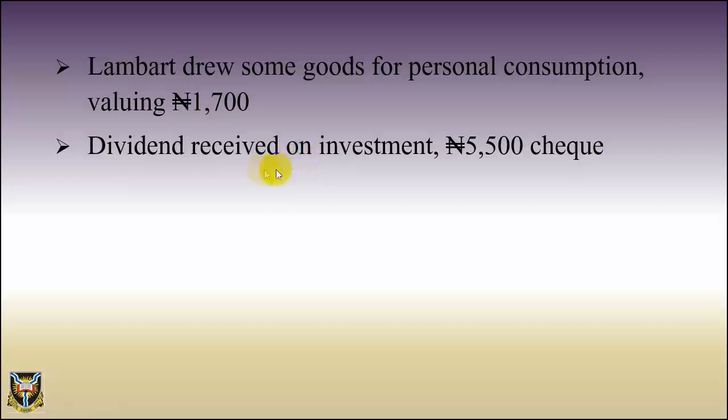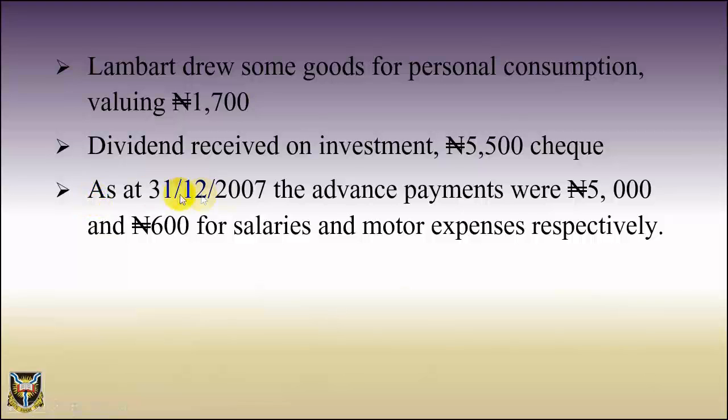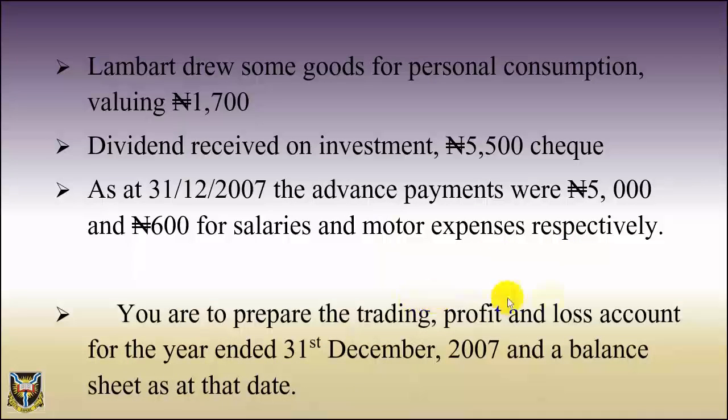7. Dividend received on investment 5,500 naira by cheque. 8. As at 31/12/2007, the advance payments were 5,000 naira and 600 for salaries and motor expenses respectively. You are to prepare the trading profit and loss account for the year ended 31st December 2007 and a balance sheet as at that date.